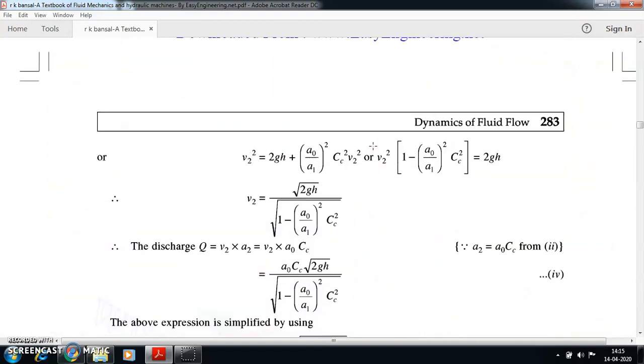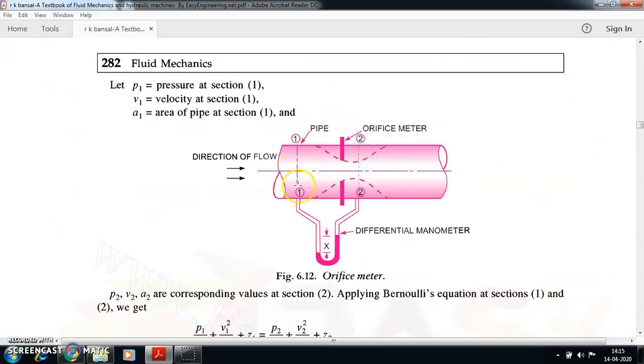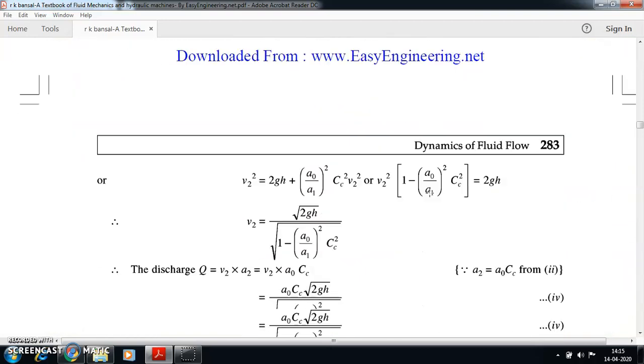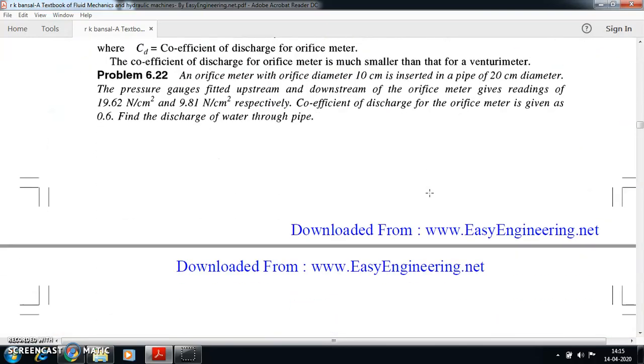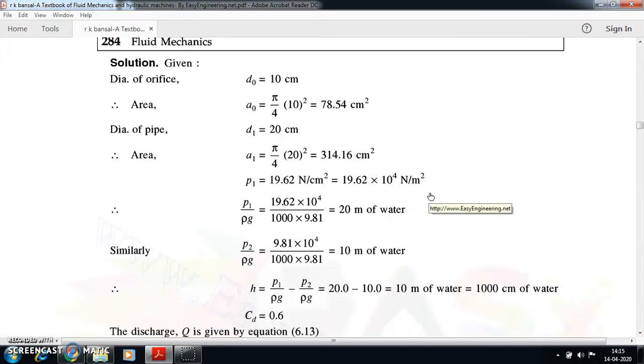See, don't get confused with the upstream and downstream, okay? Section 1 will be your upstream, section 2 will be your downstream. The flow is from left towards right. So the section before the orifice meter is the upstream, and the section which is after the orifice meter is the downstream. There is nothing challenging to understand the upstream and downstream, I think. So to find the Q value, now we will see the solution.